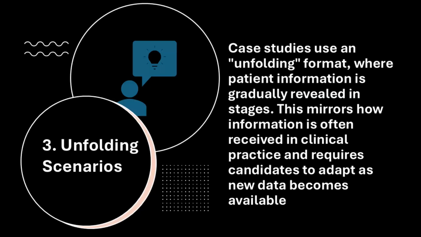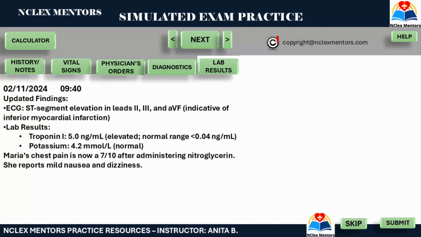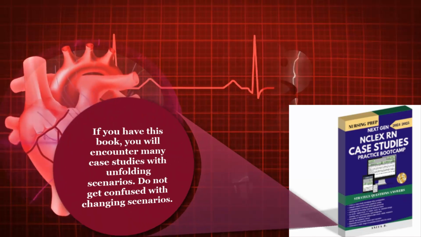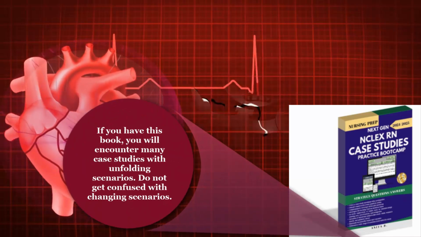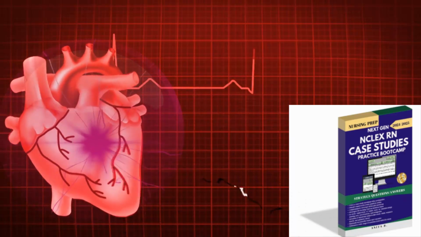Case studies use an unfolding format, where patient information is gradually revealed in stages. This mirrors how information is often received in clinical practice and requires candidates to adapt as new data becomes available. For example, you might initially receive basic patient details, but as the case progresses, you may learn about unexpected lab results or worsening symptoms that change the clinical picture. In the reference book NCLEX RN Case Study Practice Bootcamp, you are provided with many case study questions with unfolding scenarios. These are not meant to confuse you but mimic the real practice environment.